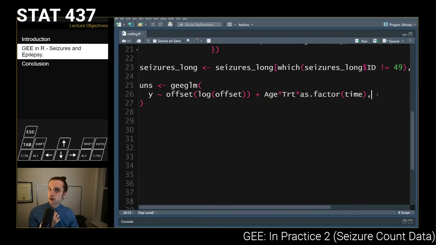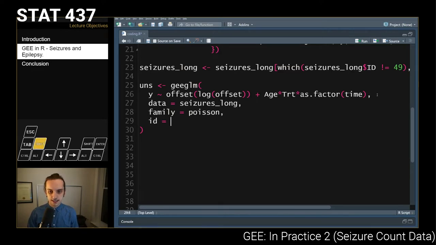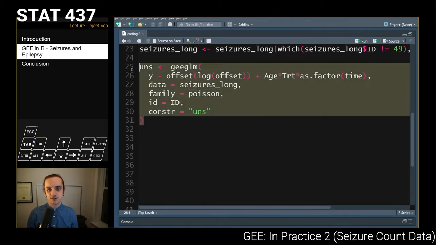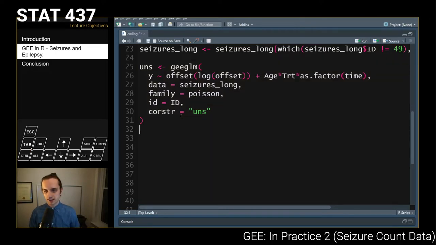And the idea is we're going to start with a really large model, pick out our correlation structure, and then use models to answer questions that are of interest to us. The data is going to be our seizures long data frame. The family that we want to fit is Poisson, just like you'd specify for a GLM. The ID is going to be the ID variable, and the correlation structure for this first one is going to be unstructured. So another little hint here is you can type out the full unstructured string, but you can also just type out the first few letters to specify it. That's going to save you a little bit of time if you're doing a bunch of model fitting here.